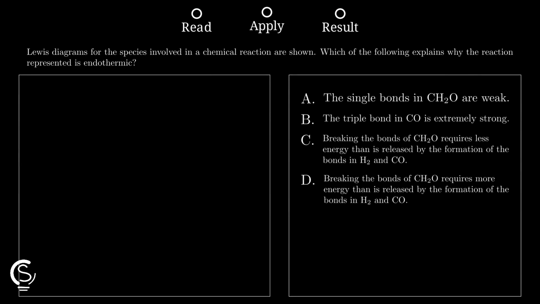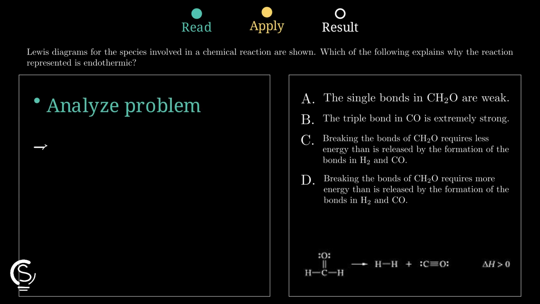First, endothermic. The reaction takes in energy overall, so the energy needed to break bonds in the reactants must be greater than the energy released when products form. Here, that means compare breaking the bonds in CH2O with forming the bonds in H2 and CO. And watch this. If the release were larger, the process would be exothermic instead.